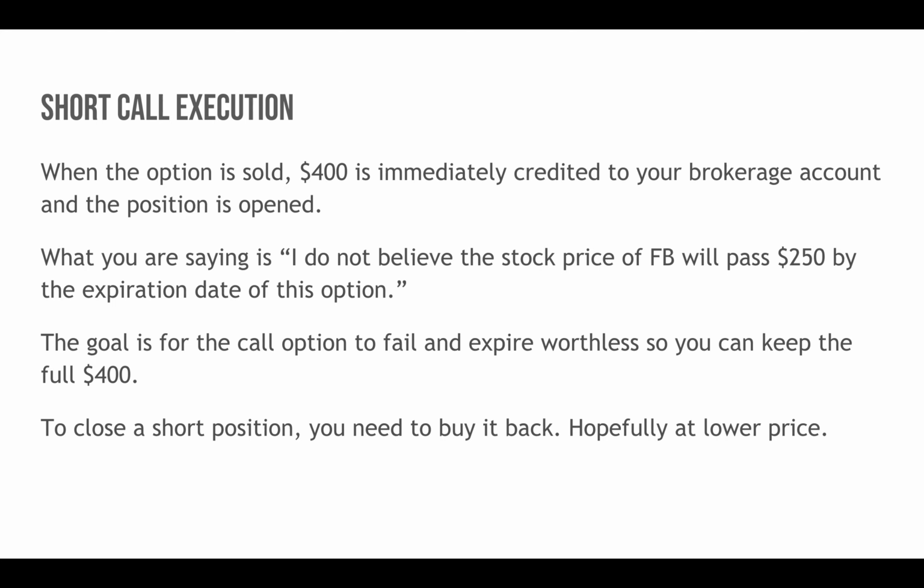The goal is for the call option to fail and expire worthless so that you can keep the full $400. To close the short position, you need to buy it back, hopefully at a lower price. Because you have to remember, you're selling first. This is sell high, buy low. So you're selling at a higher price, waiting for the option to deteriorate in value, and then you're buying it back at a lower price. So the ultimate example would be for the option to expire out of the money. It's worthless. Its value is zero. So you would immediately keep the entire 400.